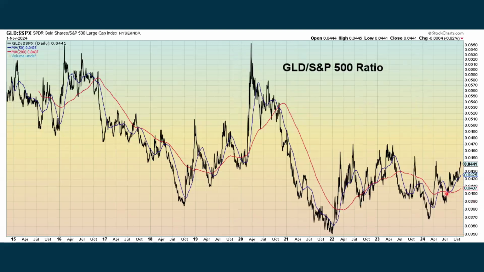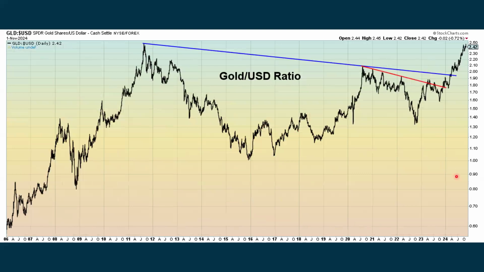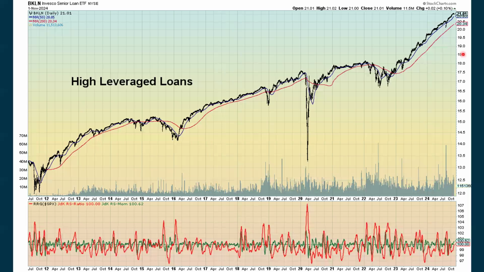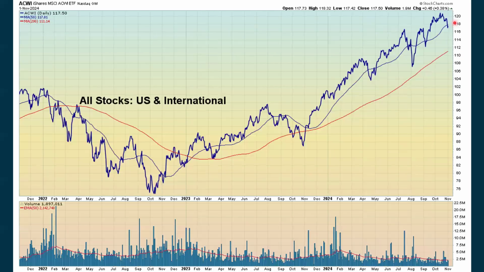Gold to the S&P 500, gold is slightly outperforming right now, and gold is outperforming the dollar. Even though the dollar's been going back up, gold has been doing even better. The NYSE composite coming down to about its 50-day moving average. High leverage loans, not really seeing any real weakness here and still well above its 50-day moving average.